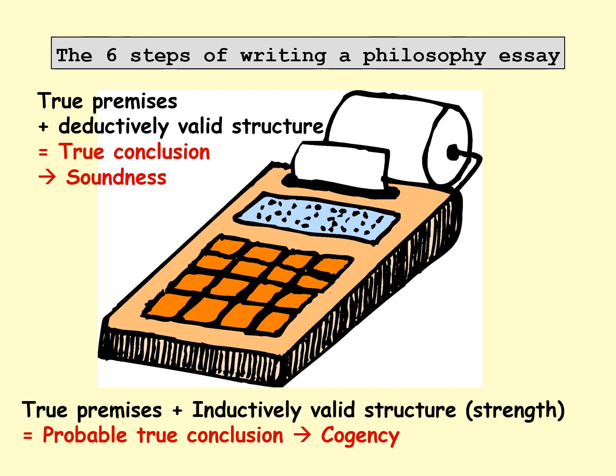As for inductive arguments, if the premises are true and the form is inductively valid, a probably true conclusion is obtained. And as such, the argument is cogent. If a premise or premises are false, or if the reasoning is weak, then the inductive argument is not cogent.